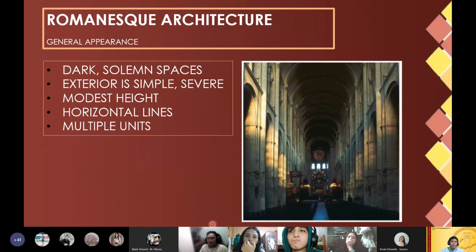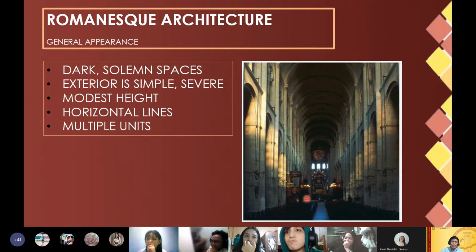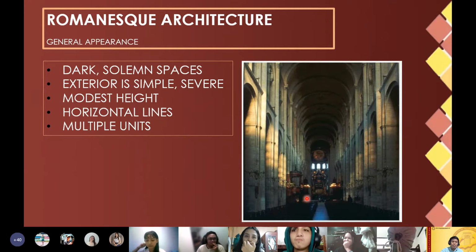Okay, so again, dark, solemn spaces. Iyang interior. Medyo makahuna ka siguro if mo-visit ka sa mga Romanesque architecture nga mga buildings. It's because it's dark and solemn. Exterior is simple, severe. Again, severe here means plain in style or appearance. Simple lang. Modest in height. It's not that tall compared to other types of architecture.